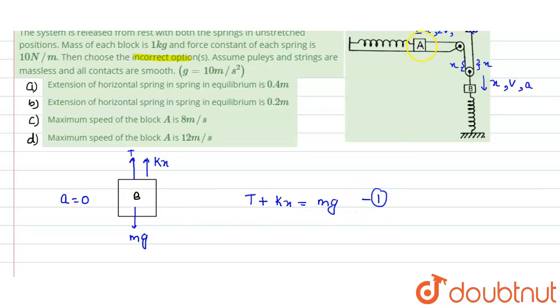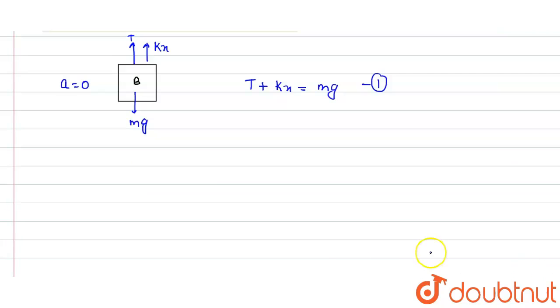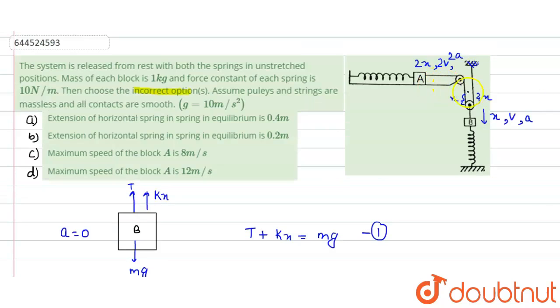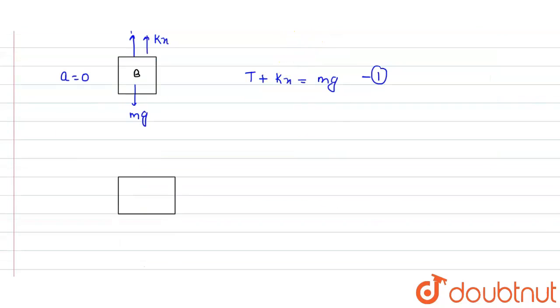Similarly, we can draw the FBD of block A, which is the horizontal block. What is the tension here, whether it is T or something else? The tension here would be T by 2. Because this pulley has ropes on both sides, half of the tension would be given to this part and half to this part. That means for A the tension would be T by 2.